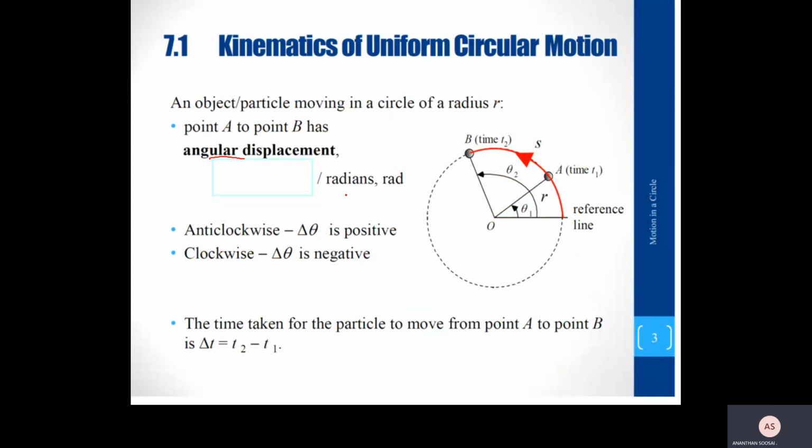The unit is radian. If you go one round, what is the angular displacement? 2 pi radian. So this is displacement, so it's a vector quantity. Anticlockwise positive, clockwise negative. The angle is angular displacement, but we put it in radian.